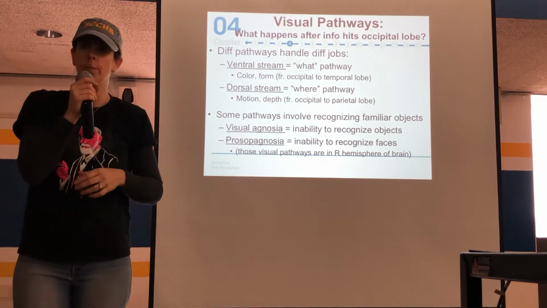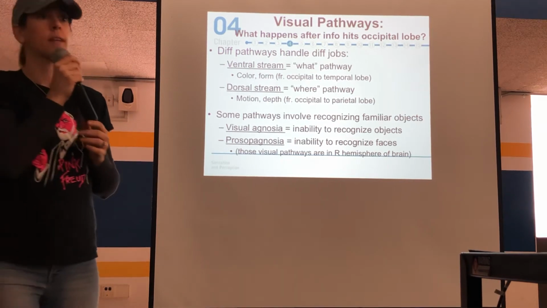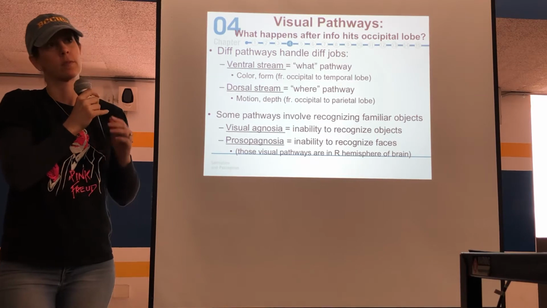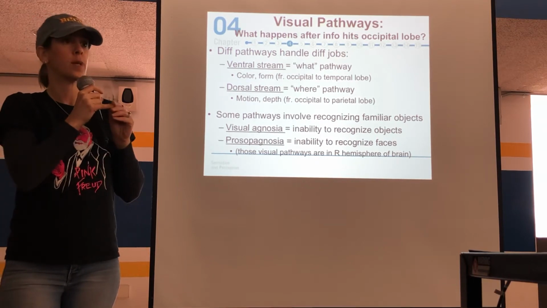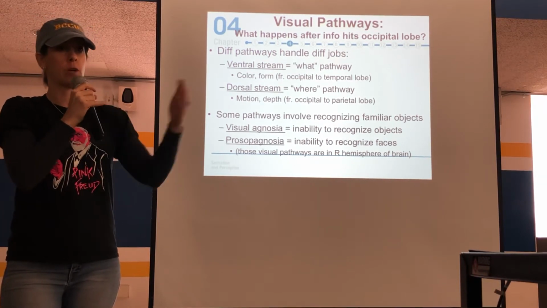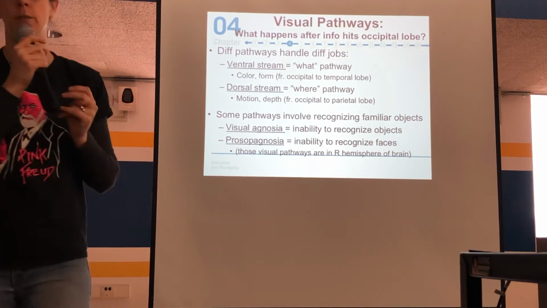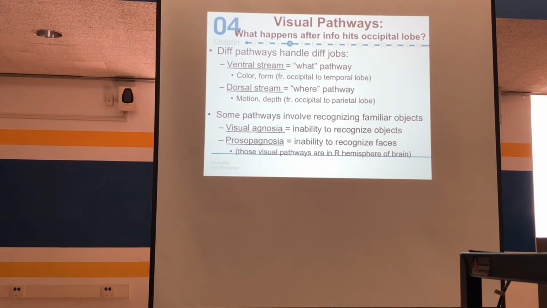Okay? All right. Agnosia, yes, Akimi. Dorsal, is that part of like depth perception? Yeah, because with depth perception you're figuring out where things are, so it does influence it, yes. Good question. Agnosia, visual agnosia, you can't recognize objects. Prosopagnosia, you can't recognize faces. Good.